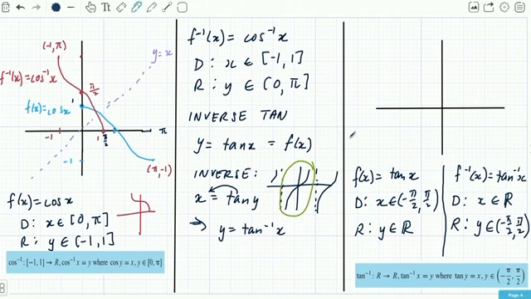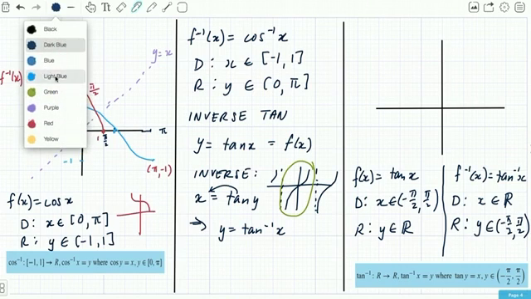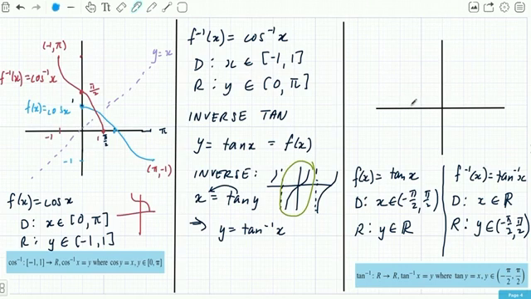So let's put in our tan first. We'll do tan in light blue. So pi on 2 is about there and there. And we know that tan x also goes through the origin. Okay, so that's what tan x looks like, our original function.